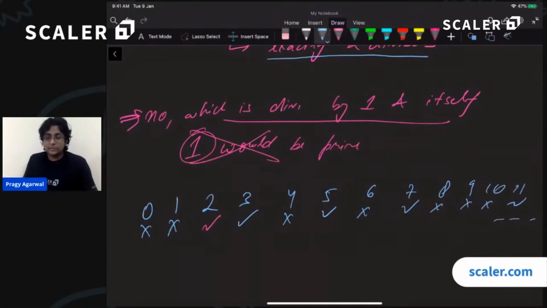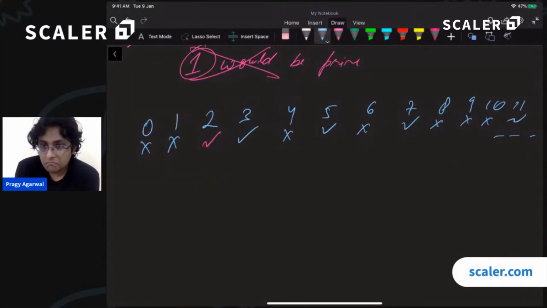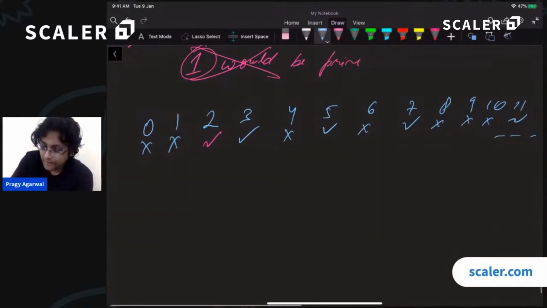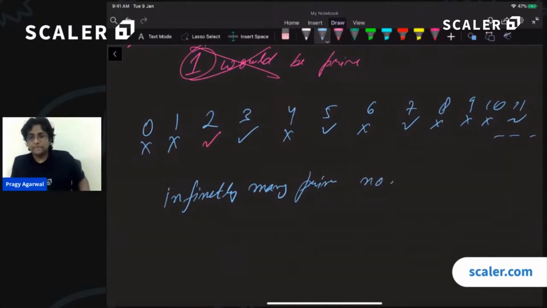Right? How many prime numbers are there? 100, 200, 500, 1000, million, billion. How many prime numbers are there? There are infinitely many prime numbers. Infinitely many prime numbers, right? Everyone knows this? Cool. There's a very simple proof for this as well.